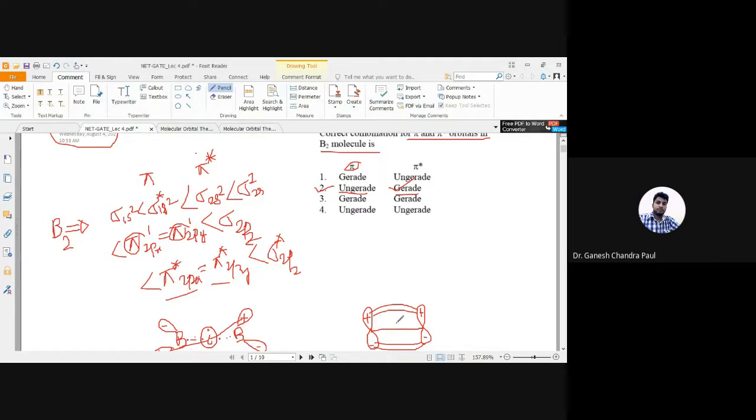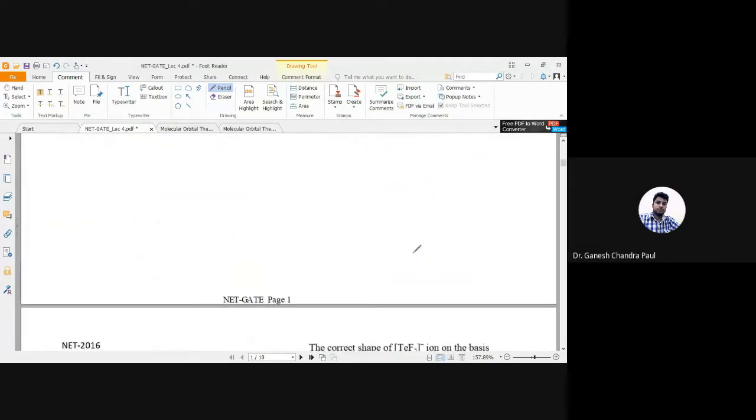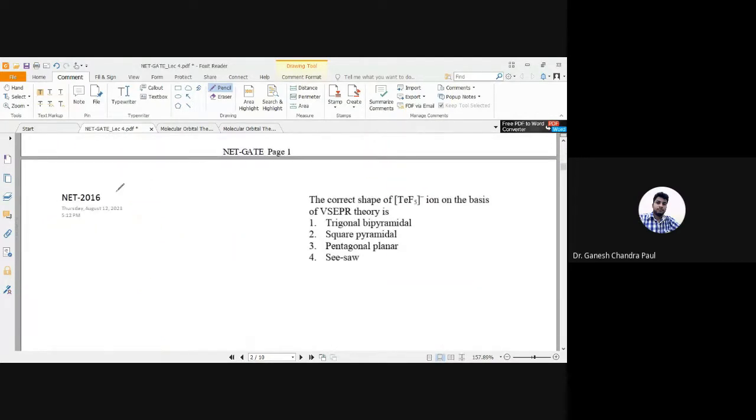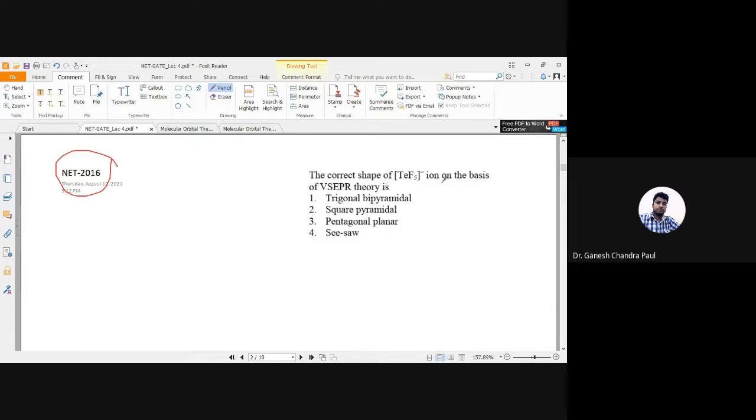So next, coming to another question, that question also came in NET 2016 exam. The question is asking the correct shape of tellurium pentafluoride minus ion on the basis of VSEPR theory. All of you please try to solve this problem within 1 to 2 minutes.